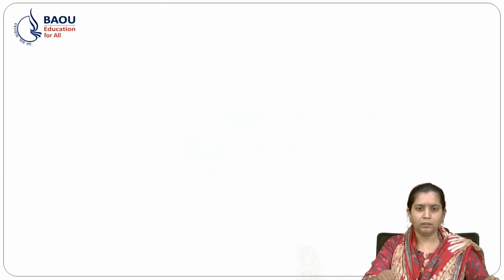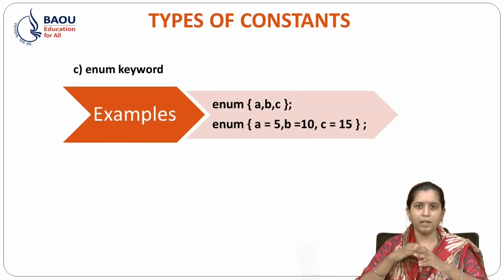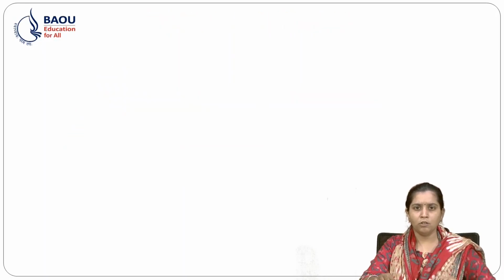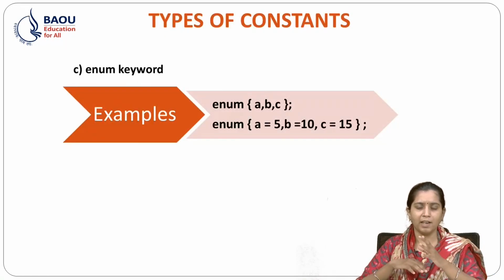Enum keyword. Enum keyword is used to assign a constant to a variable, that is enum and curly braces a, b, c. Constants can be defined using enumeration. That's why we use the enum keyword.